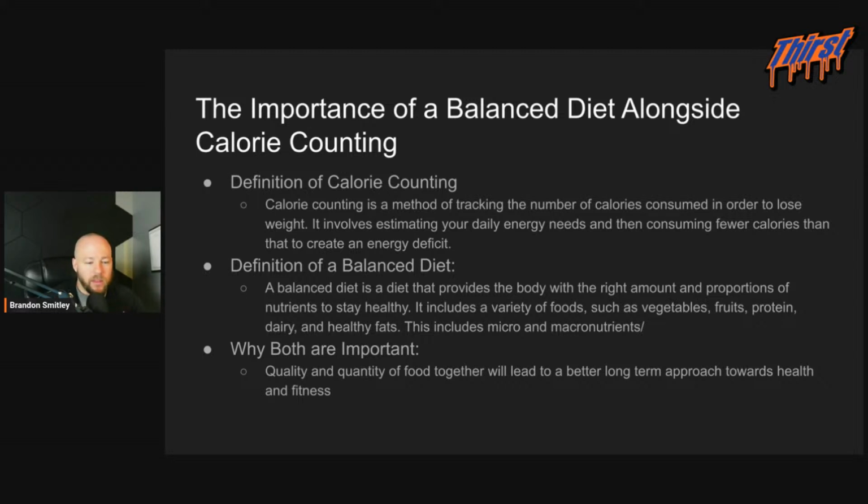So let's first get some definitions out of the way. The definition of calorie counting is a method of tracking the number of calories consumed in order to lose weight or gain weight. It involves estimating your daily energy needs and then consuming fewer calories than that to create an energy deficit. We've kind of been talking about that for the past 20 minutes, right? The definition of a balanced diet is a diet that provides the body with the right amount and proportions of nutrients to stay healthy.